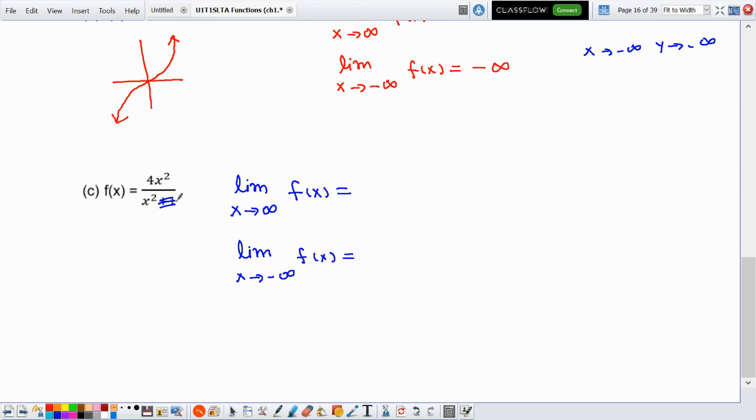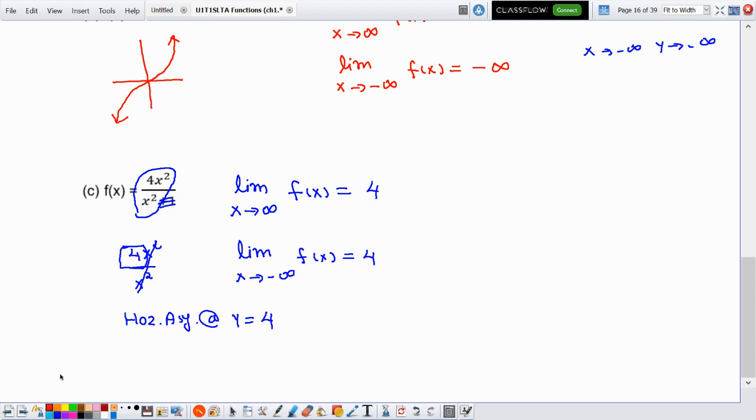Okay, so now let's check it out. When x is very, very large, you just ignore the numbers. You only look at the leading terms. What is 4x squared over x squared? X is very, very large, and the x squared terms cancel. The answer is 4, which also means there is a horizontal asymptote at y equal to 4.